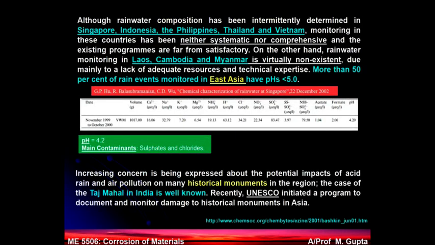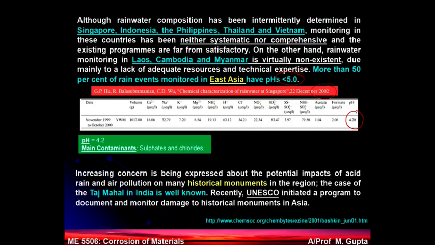Now in Southeast Asia, where Singapore, Indonesia, Philippines, Thailand, Vietnam, Cambodia and Laos are, you don't have a systematic recording of the pH of the rainwater. But in East Asia, which includes India, Bangladesh, Sri Lanka, Pakistan, the pH is typically less than 5.0, reasonably acidic. And in 2002, I got this data from a research publication. If you look at Singapore, the pH is also less than 5, about 4.20. So that is an indicator of the industrial activity, emission of CO2 and SO2 in the atmosphere.